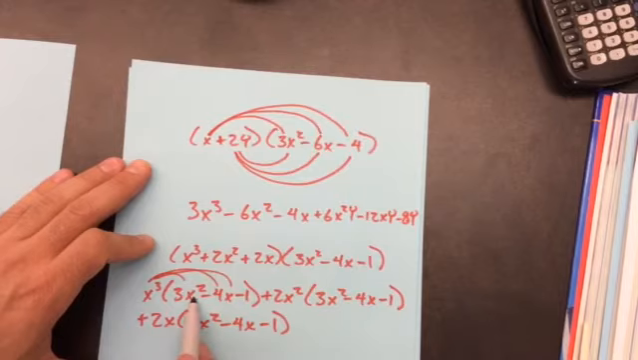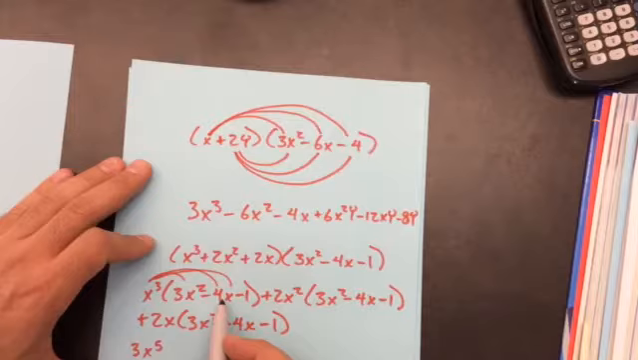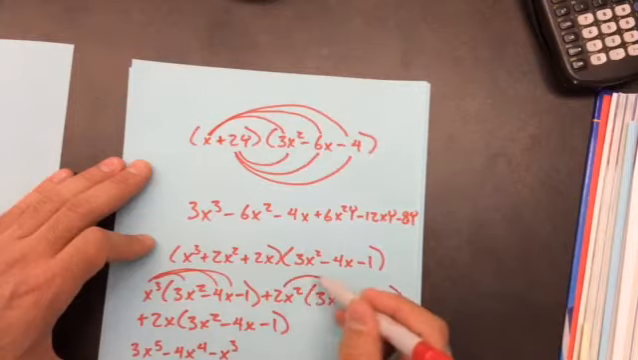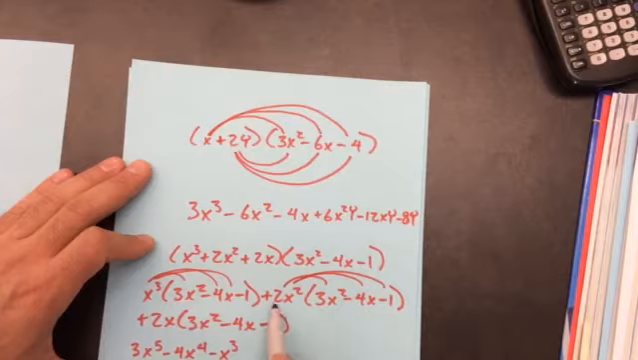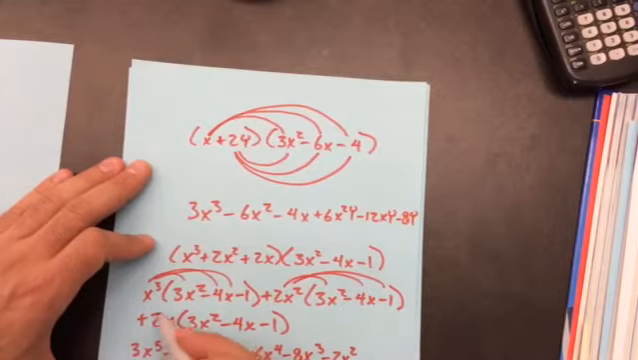So x to the third times 3x squared is going to be 3x to the fifth. X to the third times negative 4x is going to be negative 4x to the fourth. X to the third times negative 1 is going to be negative x to the third. And then we're going to distribute on this one as well. 2x squared times 3x squared is going to be plus 6x to the fourth. 2x squared times negative 4x is going to be minus 8x to the third. 2x squared times negative 1 is going to be negative 2x squared. And then we're going to distribute on this one.